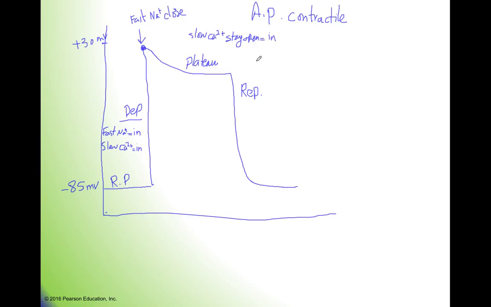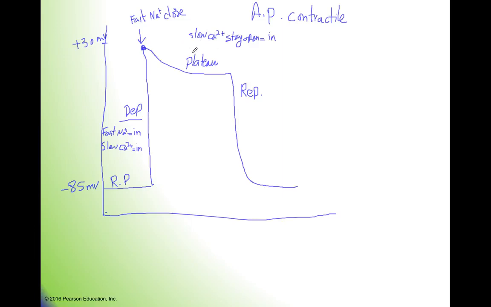But think about this. If calcium is continuously coming in, I should be depolarizing because I'm gaining positive charge. But I'm in a plateau phase, which implies that as I am gaining positive charge by calcium coming in, I'm also losing positive charge, so I can basically maintain the voltage.